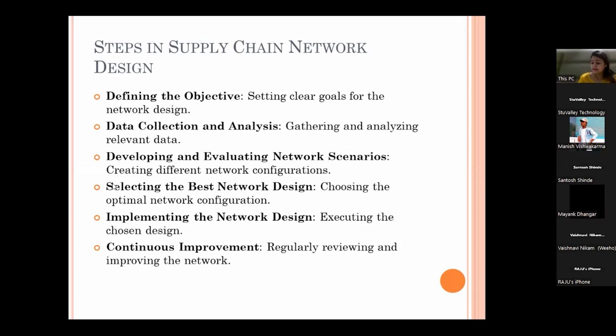Okay, thirdly, we have done the two steps. Now third is developing and evaluating network scenarios, creating different network configurations. So for the third point, what do you think about the smart mobile manufacturing company? What are the different network configurations and scenarios we can have? Santosh has given this idea of the manufacturing company. So Santosh, define the third step. How will we take the third step? Developing and evaluating network scenarios.